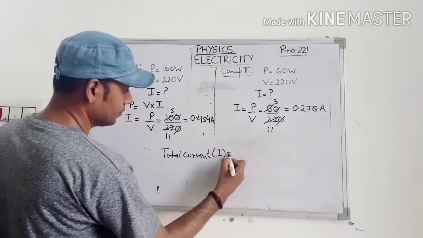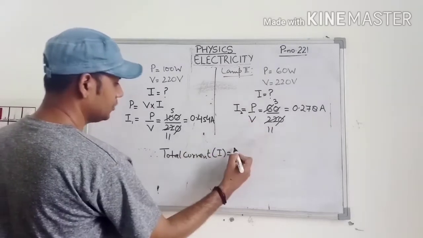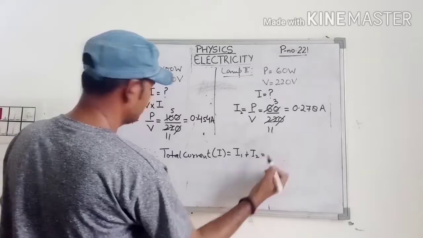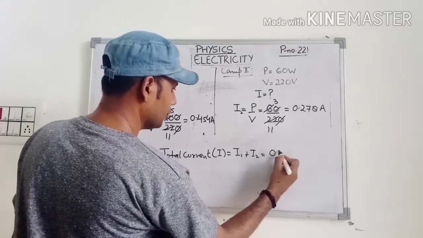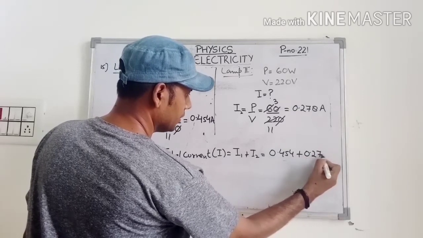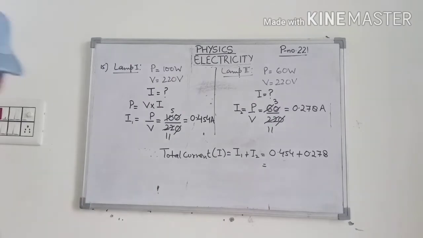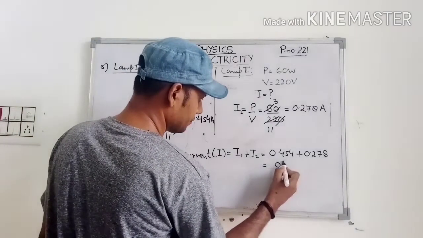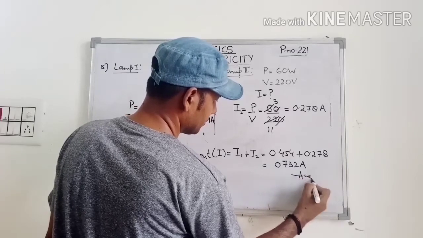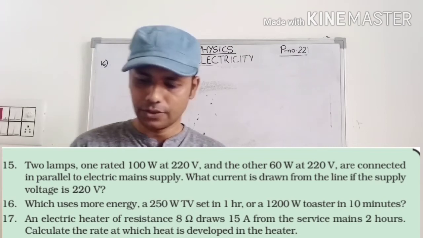Therefore, the total current I is equal to I1 plus I2, you can consider this as I1 and this is I2. So 0.454 plus 0.278. On adding, what you will get here? 0.732 amperes. Is that clear?